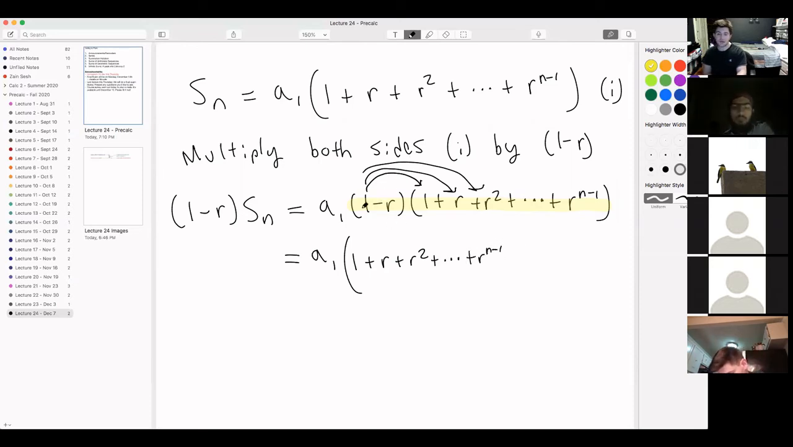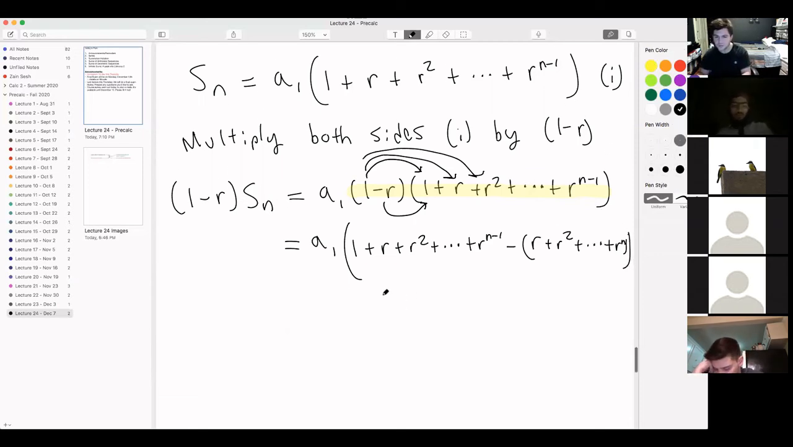Now you need to multiply through this minus r. So you do minus, open up a parenthesis. If you distribute an r into each of these terms, this 1 becomes an r, the r becomes an r squared, plus dot, dot, dot, and the r to the n minus 1, when that gets multiplied by r, becomes r to the n. I know it looks a little sloppy over here because I'm running out of room.